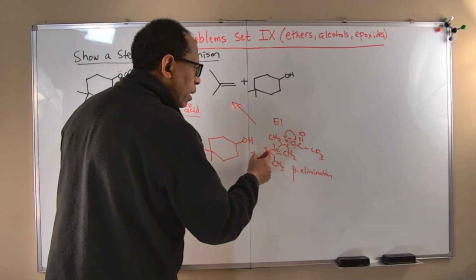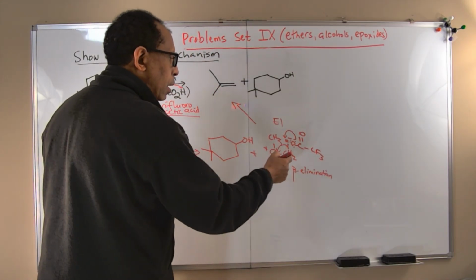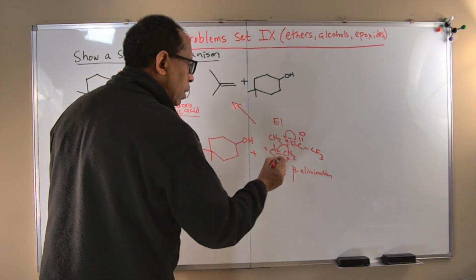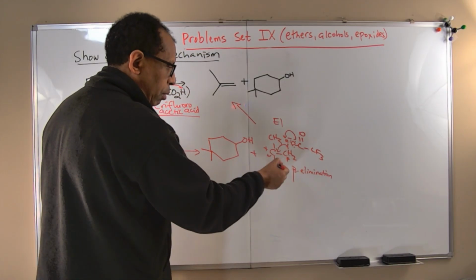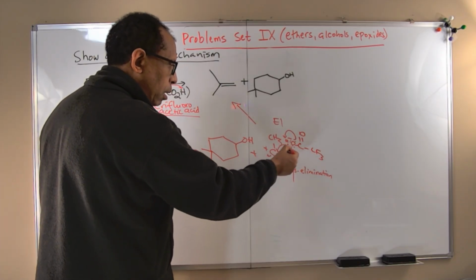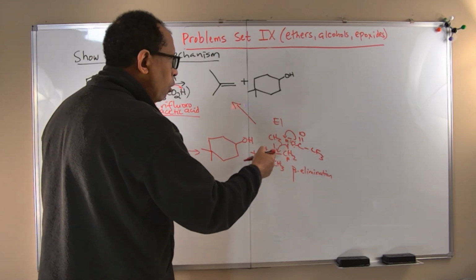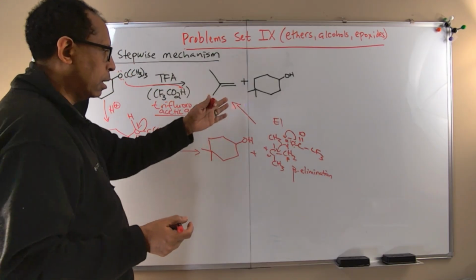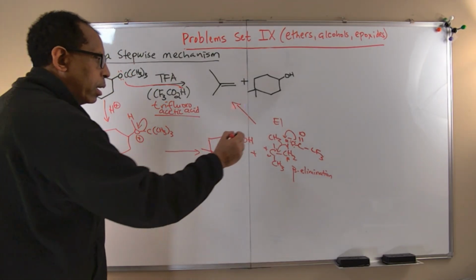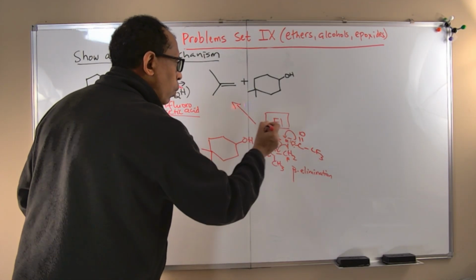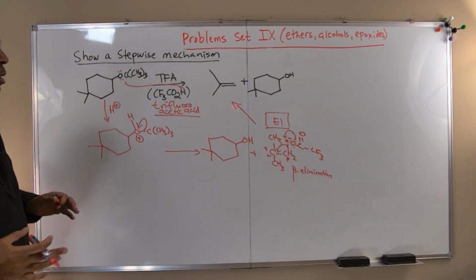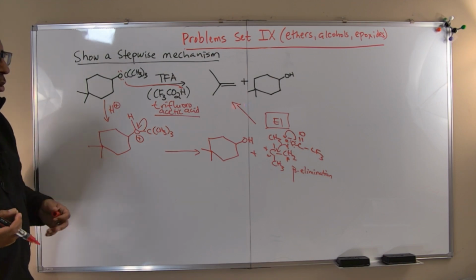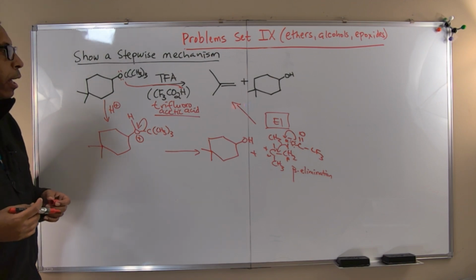This is the alpha carbon, this is the beta carbon. So this is beta, this is alpha. By just losing one of the beta hydrogens, all of which are equivalent, you make that double bond. An alkene is formed from the E1 mechanism. The E1 makes the alkene. So this is basically what happens when an ether is treated with a strong acid such as trifluoroacetic acid.